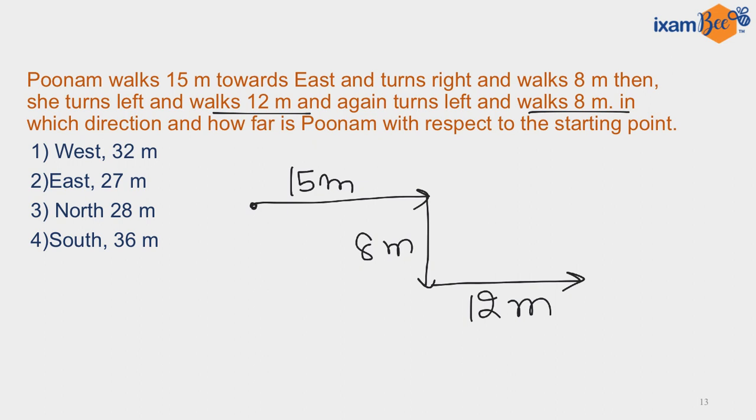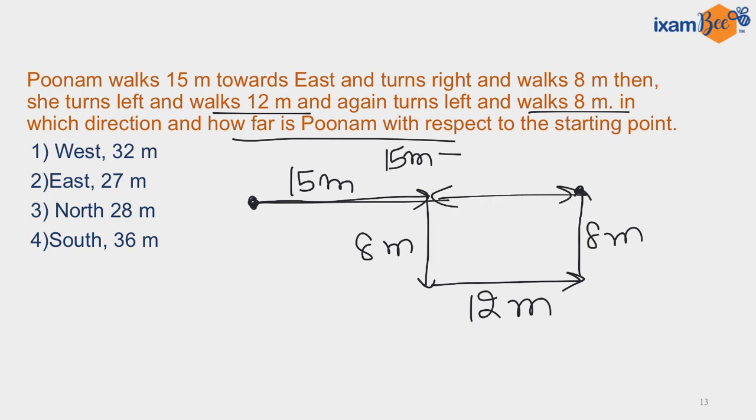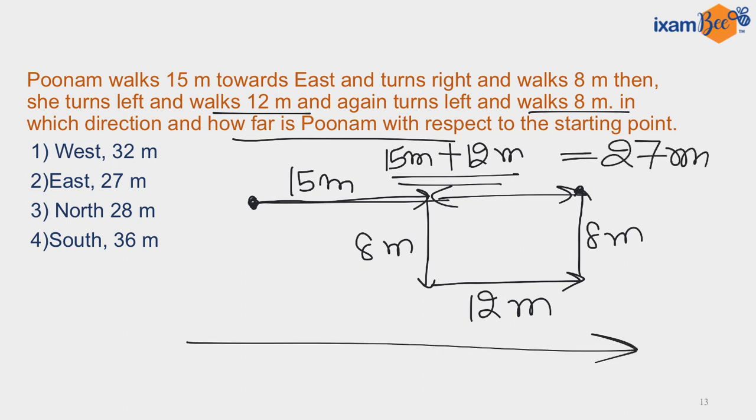Again she turns left and walks 8 meters. So this is the left direction and she walked 8 meters, right? So in which direction and how far is Poonam with respect to the starting point? So this is the starting point, this is the ending point. So Poonam is 15 meters plus this 12 meters away from the starting point, which is equal to 27 meters, and is in the east direction as compared to the starting point. So the correct answer for this particular question will become option number 2.